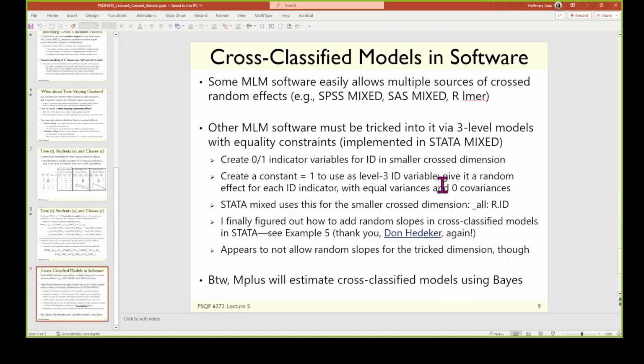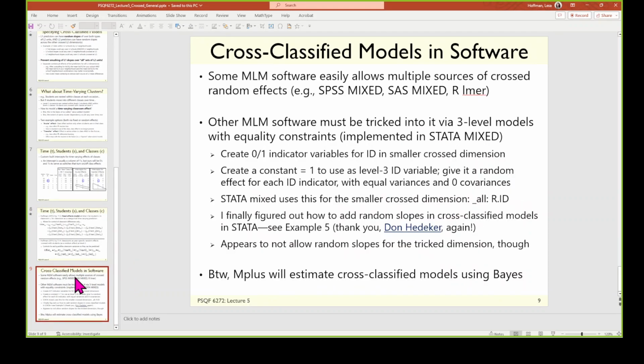Okay. I have some stuff about software. What did I say here? Oh, this is the thing about Stata. That's what I tried to estimate.